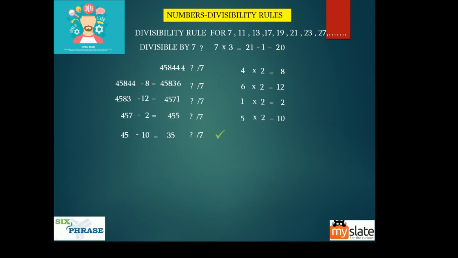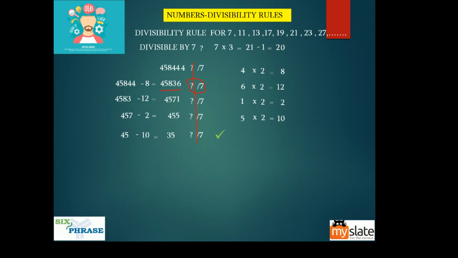Now what happens is 45,844 minus 8 is 45,836. Now guys, you tell me, is 45,836 divisible by 7? This is my question. This is my column. Now, is 45836 divisible by 7 or not? Obviously you cannot say it unless you are a human calculator.